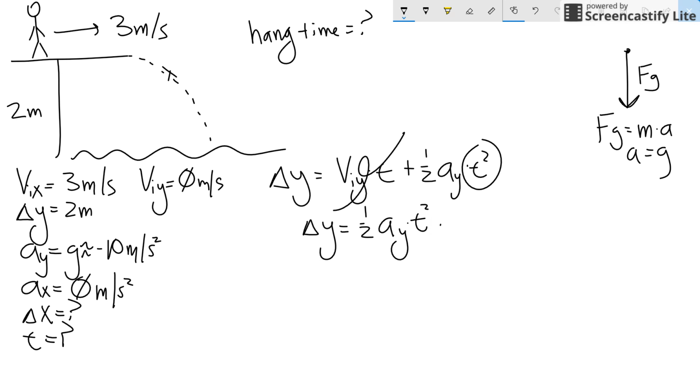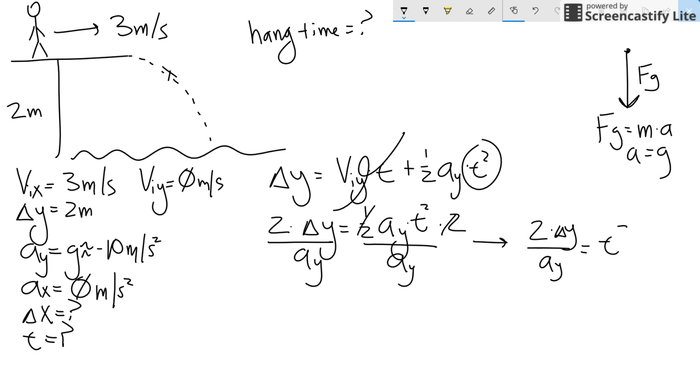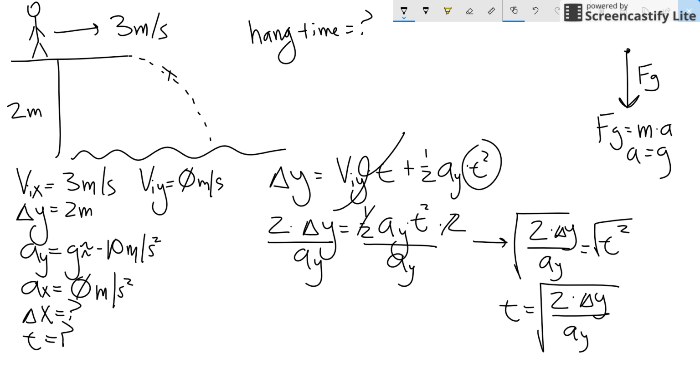I see this 1/2. I'm going to multiply by 2 to make it a 1, but I have to do that on both sides. I see an acceleration, so I need to divide that away. Let's see what we've got now. 2 times delta y over acceleration in the y direction equals time squared. I want just time, not time squared, so I'm going to square root both sides, and I am left with time is equal to the square root of 2 times delta y over acceleration in the y direction.